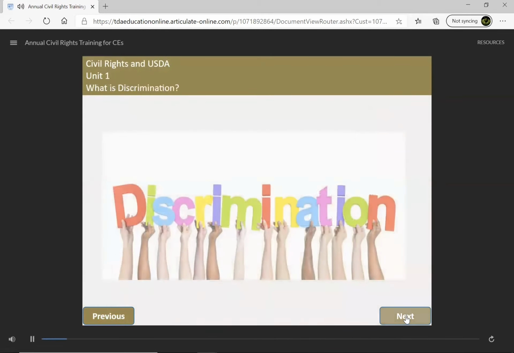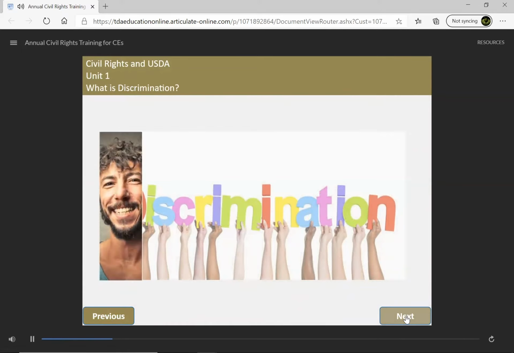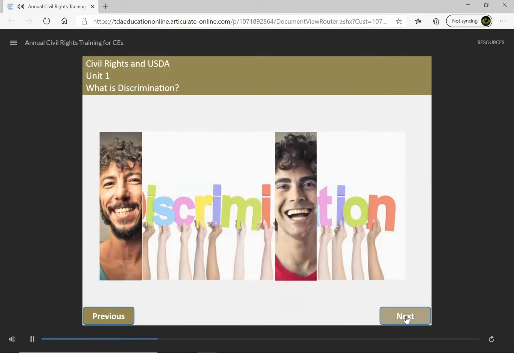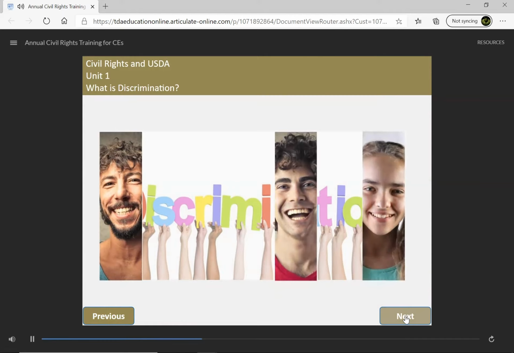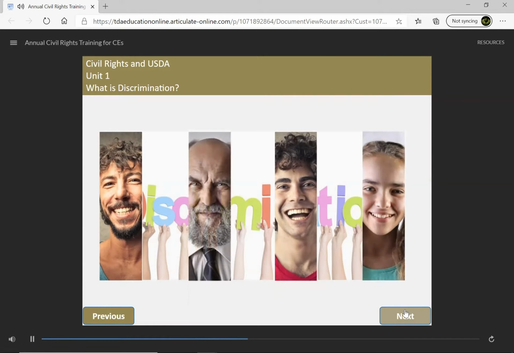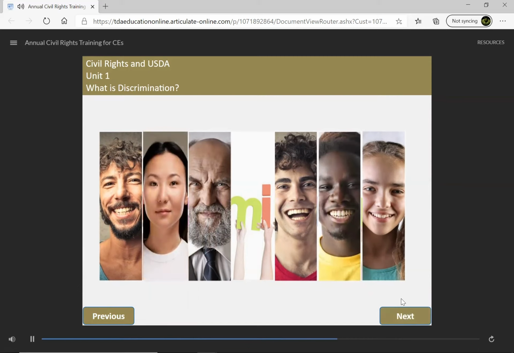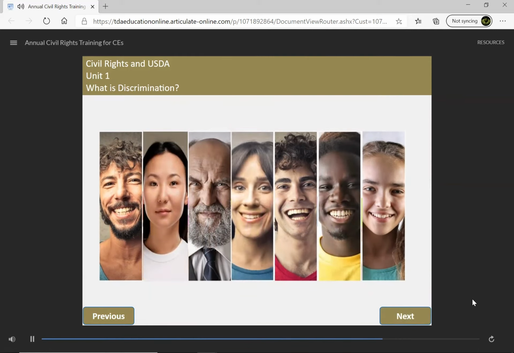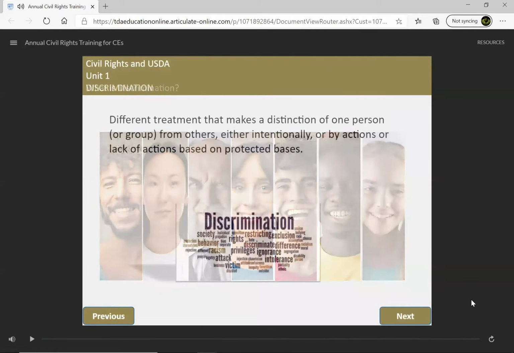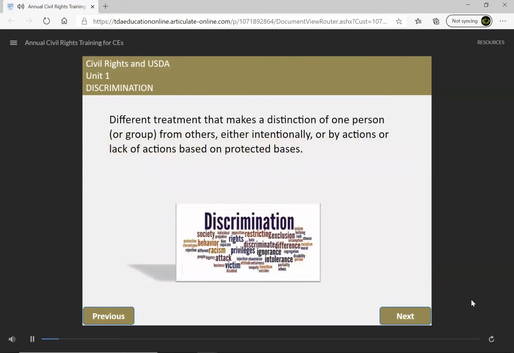What is discrimination? Discrimination is defined as the treatment or consideration of, or making a distinction in favor or against, a person based on the group, class, or category to which the person belongs. Discrimination may be either intentional, by neglect, or by the actions or lack of actions based on membership in one of the protected groups. Discrimination involves treating others differently. This could happen intentionally or unintentionally, by neglect, actions or lack of actions.